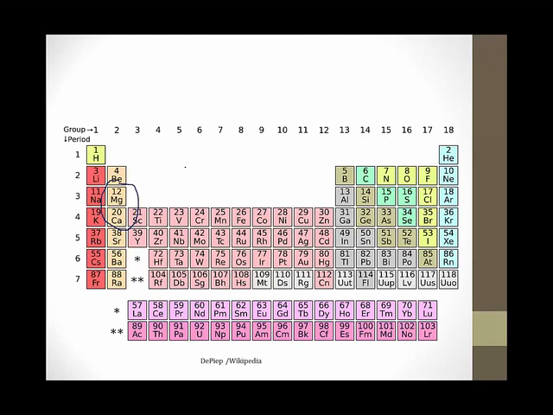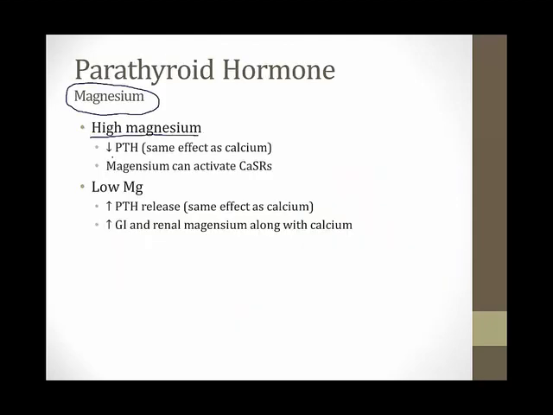A high magnesium will result in a decrease in the amount of parathyroid hormone released by the glands. This is the same effect as calcium, and this is because magnesium can activate the calcium sensing receptors just like calcium can. Conversely, a low magnesium level will lead to an increase in the amount of parathyroid hormone released by the glands. This is also the same effect as calcium, and this will lead to increased GI and renal magnesium absorption along with calcium, and this will help to maintain the calcium level in the plasma.